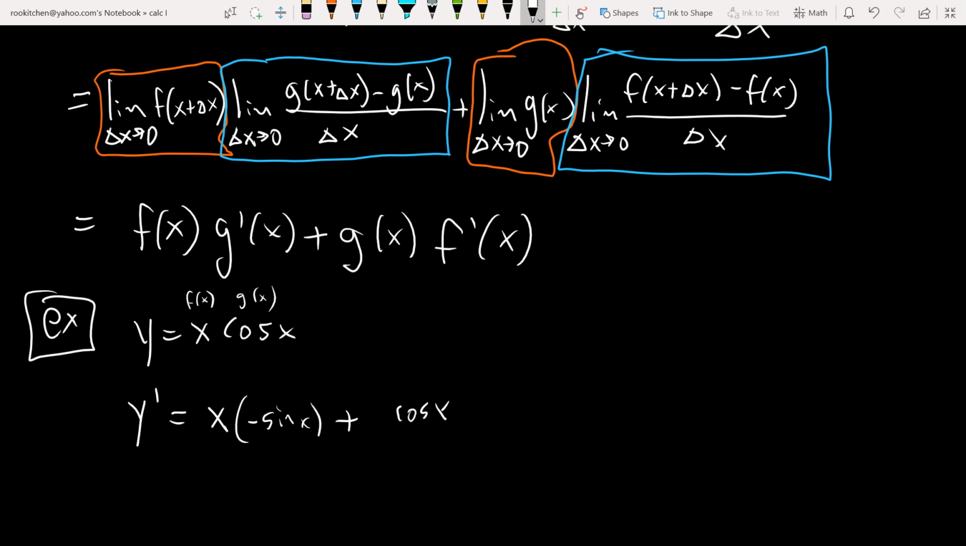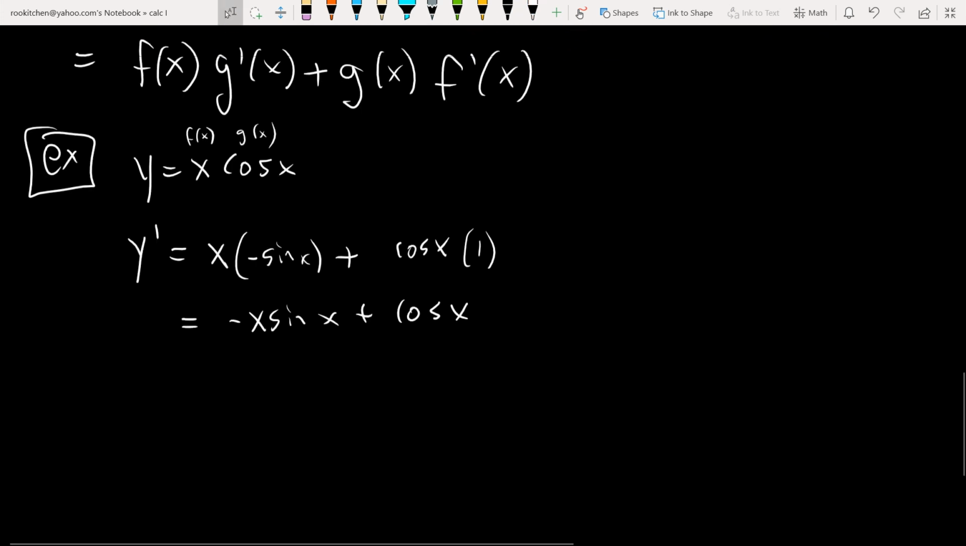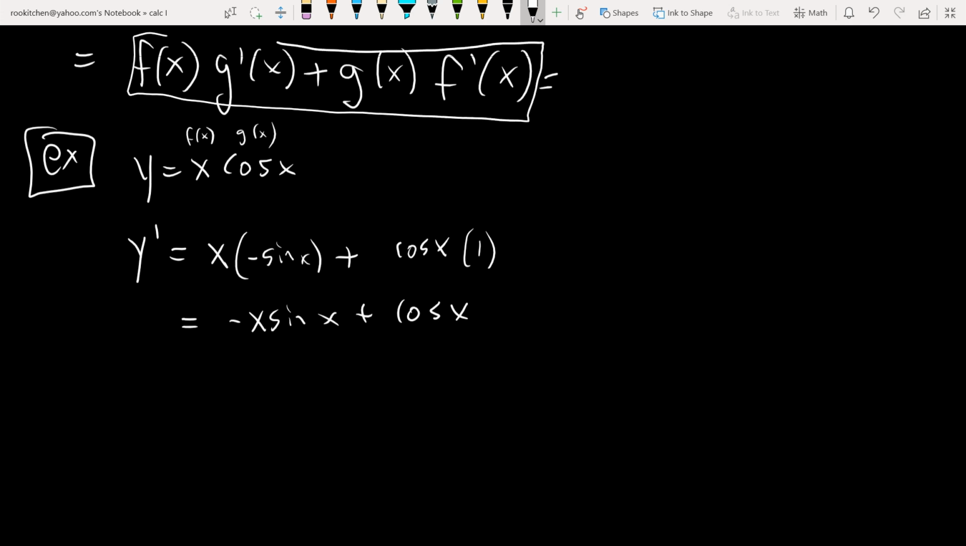So I have cosine x times the derivative of f of x, which in this case is just 1. Okay, and then you'll have negative x sine x plus cosine x. You don't have to be crazy about the order. Obviously, the commutative laws of multiplication and addition say that this product rule thingamajig here at the top of the screen can be rewritten in a bunch of different orders.